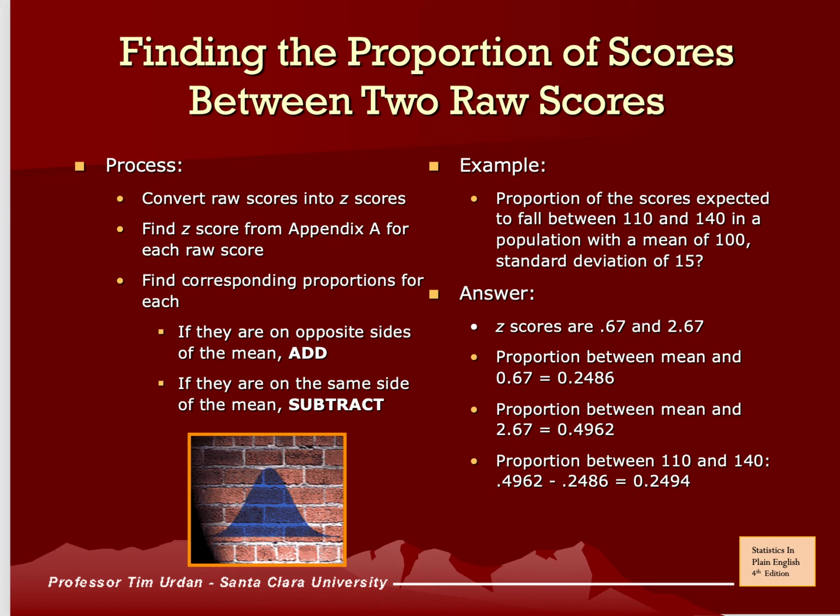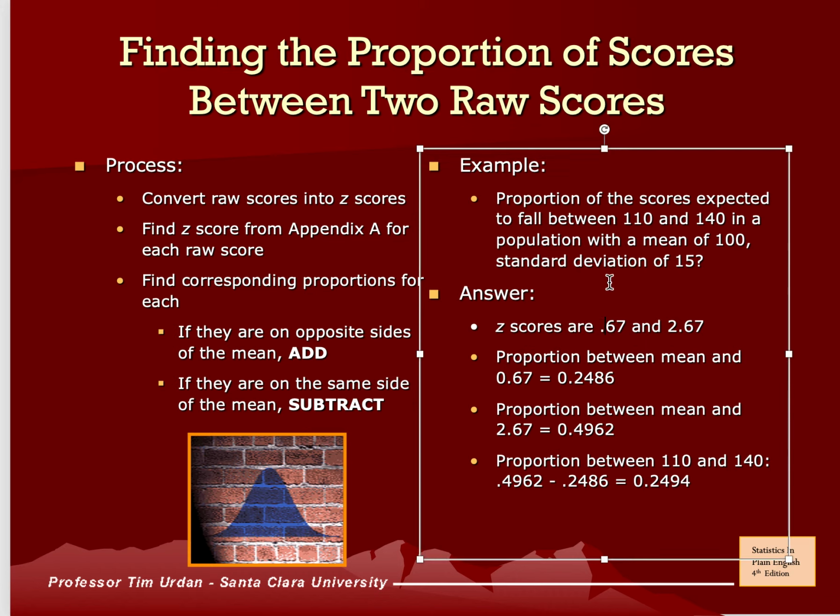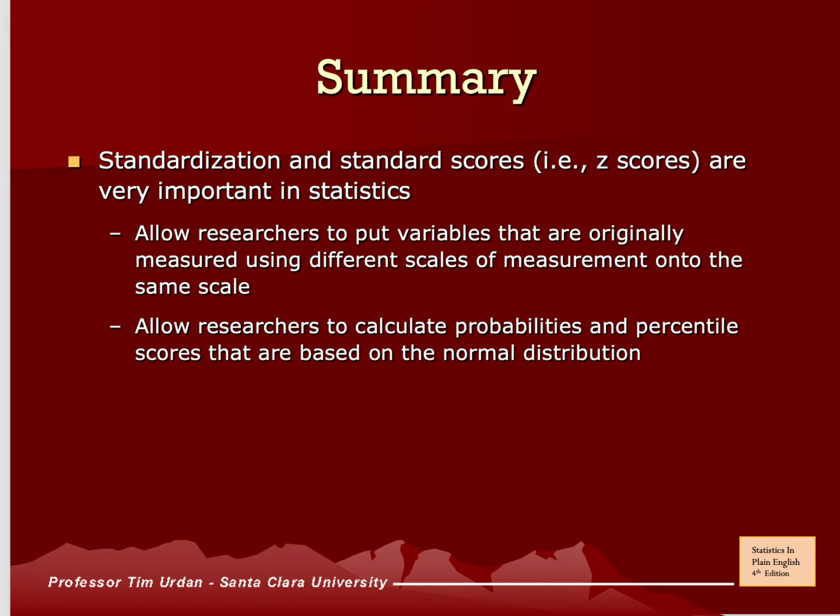If the proportion of my scores is going to fall between 110 and 140 in a population where the mean is 100 and the standard deviation is 15, I'm going to convert 110 and 140 into z-scores. Now these are both positive, which is important. And so I'm going to find the proportion between them, and I'm going to take that a step further, and they're on the same side, so then I'm going to subtract them, and that is going to yield me my answer.